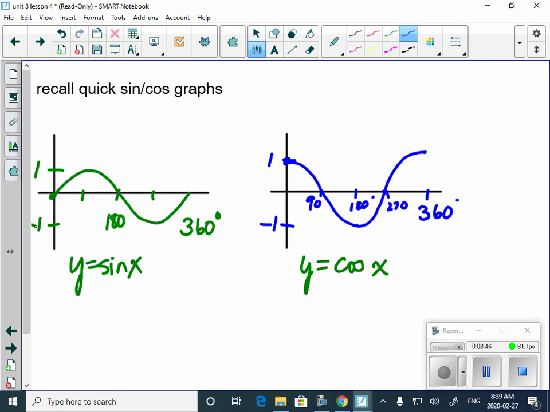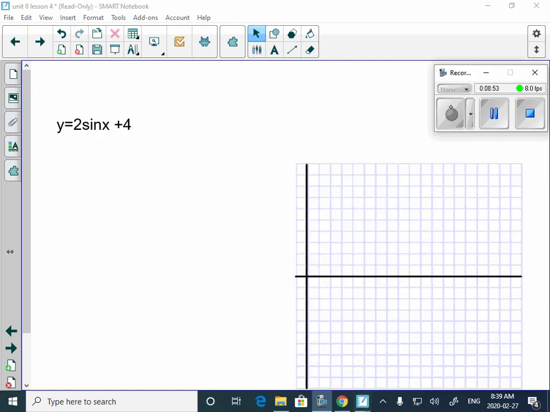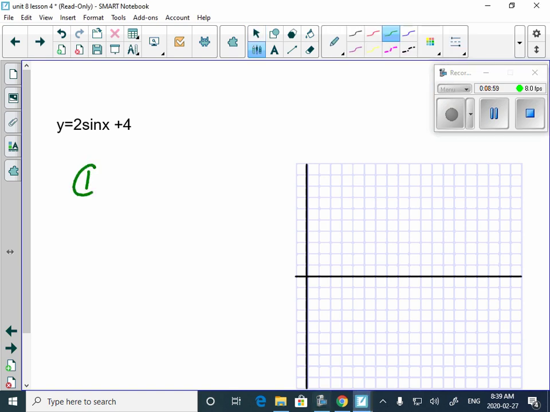So we've got those, we've got our transformations in mind, and we are going to graph a few. The first one that I'm going to graph today is y equals 2 sin x plus 4. So my thinking is, what is my parent function? It is y equals sin x. So I'm going to draw the basic one first and set up my axis so that I can move it.